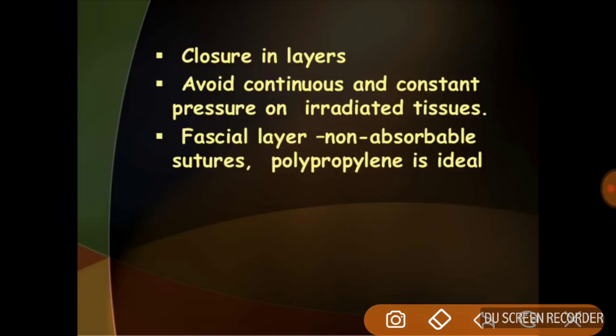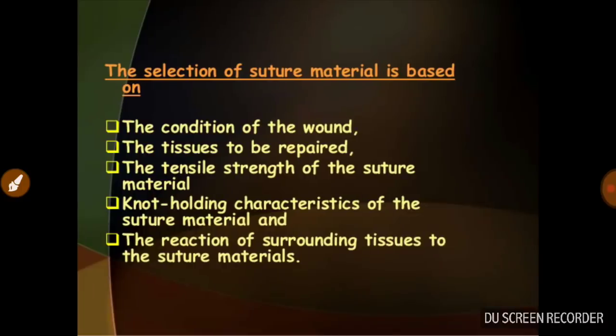What is the principle? Close in layers. If any wound you are closing, it is not to be sutured in one layer; close it as per its natural anatomy. Avoid continuous and constant pressure on the irradiated tissue, and for facial layers use non-absorbable sutures. Polypropylene is the ideal one.